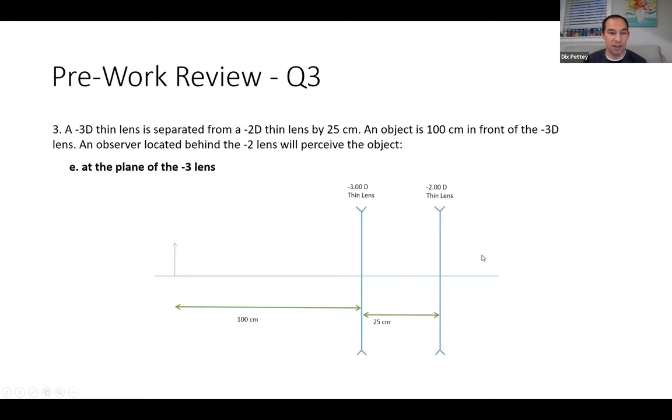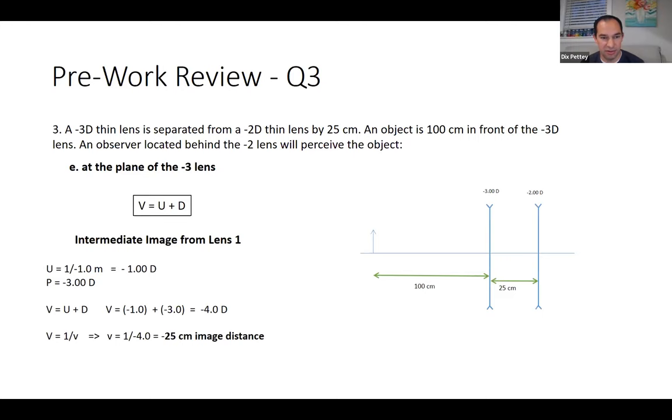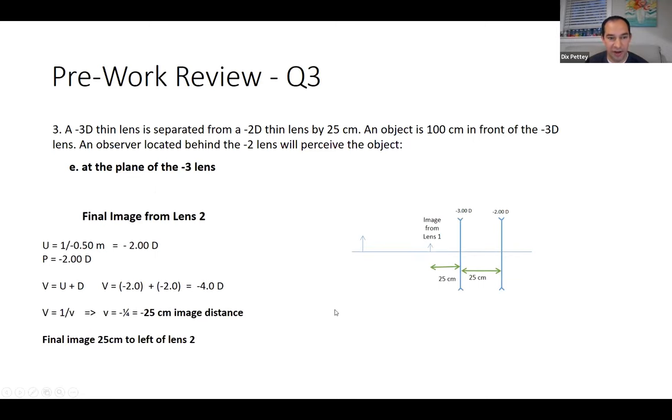Okay, here's question number three. So it is E, at the plane of the minus three lens. I think just drawing these ones out is the best way to do this, to picture it in your mind and make sure that you're keeping your equation straight. Everybody got that one right. Any questions on question number three? Take that as a no. Here's the equation. It's used V equals U plus D. I think Jennifer, you and I, you learned this as V equals U plus P, but okay. Very good job, guys.